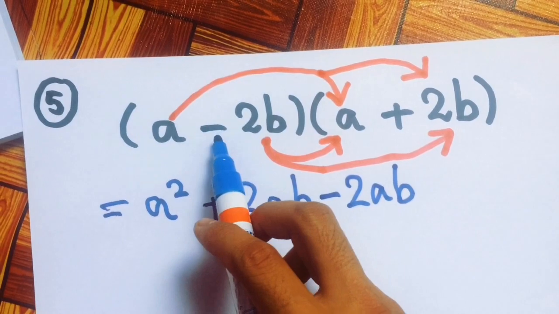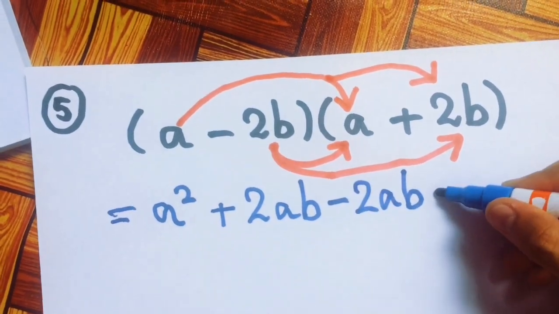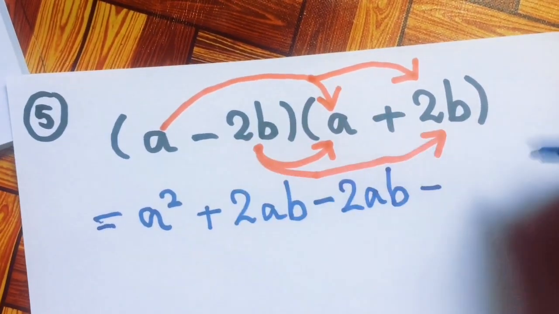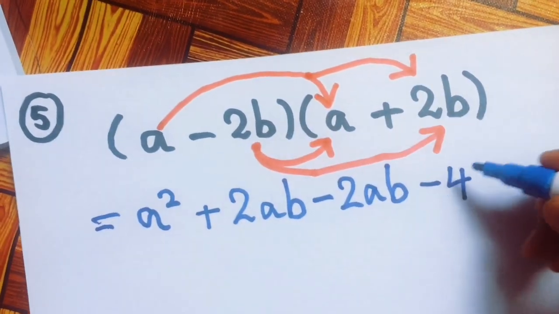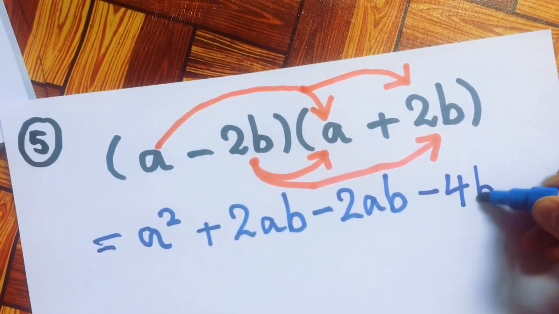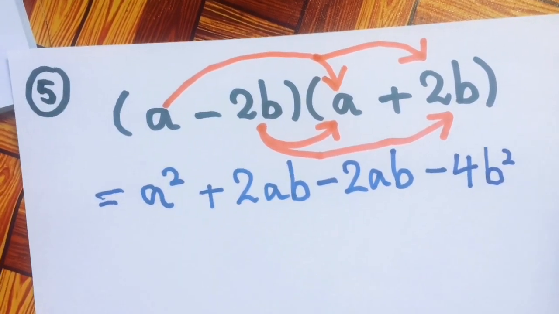Finally, you have negative times positive, which will give you a negative. 2 times 2 will give you 4. And then finally you have b times b, which will give you b squared. So this is what we get in the first step.